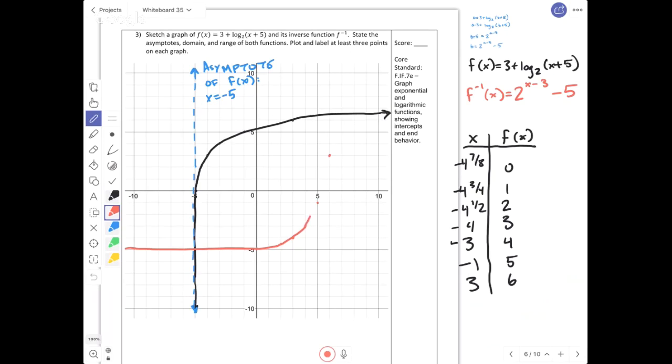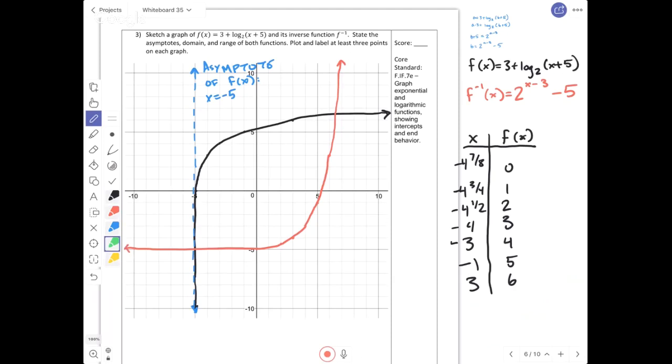Also with a super clear asymptote. Let's see. I didn't get 4. 7 minus 3 is 4. 2 to the 4th power is 16. Minus 5 is 11, so it would be just up there. Like that. Okay.